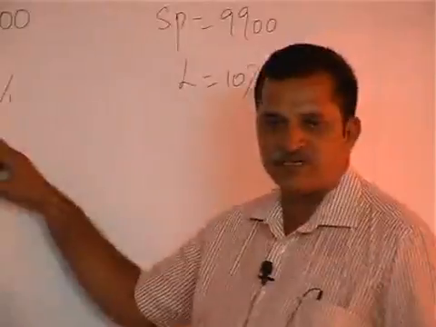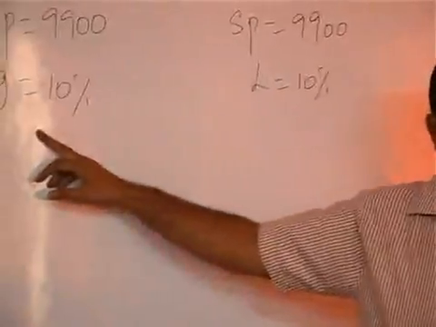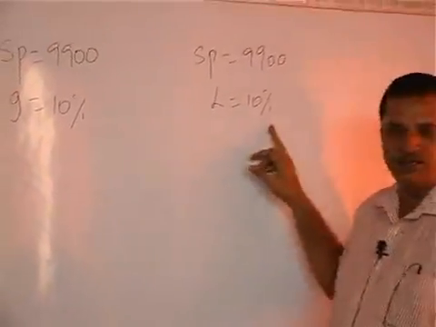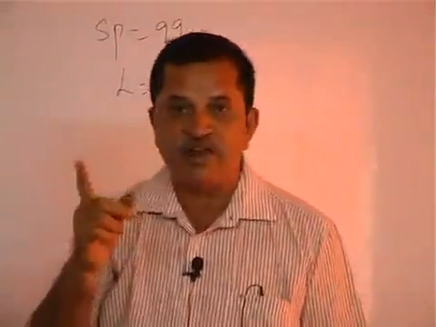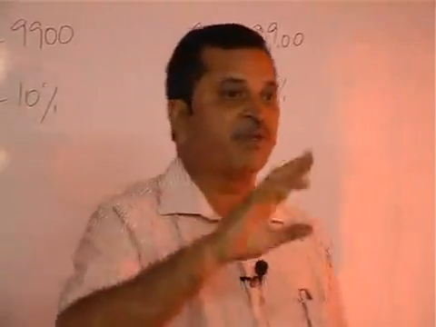Usually what we think is, here we are getting 10% gain. Whatever gain 10% we got here, we lost here. So no loss, no gain we think. No loss, no gain happens when the cost price is given.